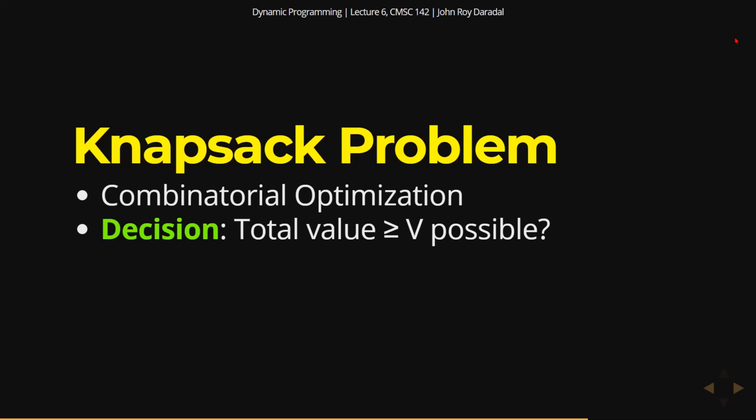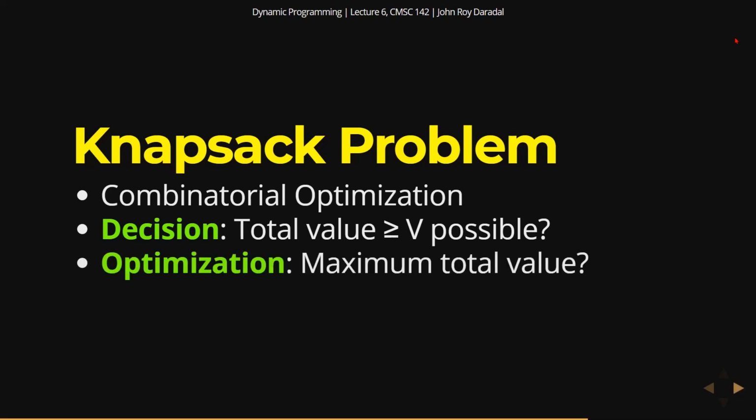So like, is there a solution that will get me at least 1,000 pesos or something like that? Okay, you're not asking if that's the best possible value, you're just asking if it's possible to have a solution that's at least this value. Okay, so that's the decision version. And then of course the optimization version is where you ask what is the maximum total value possible.